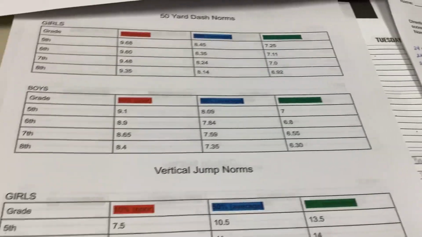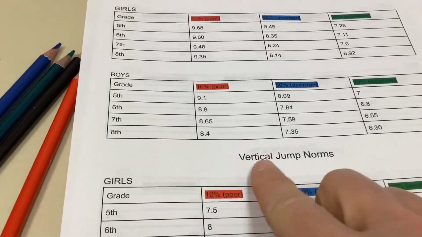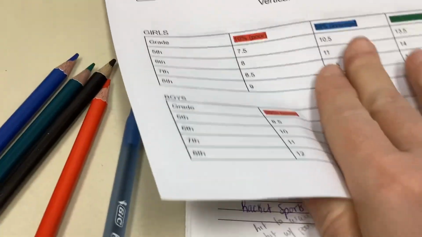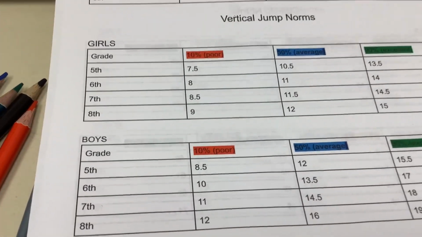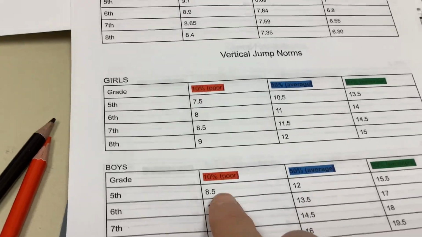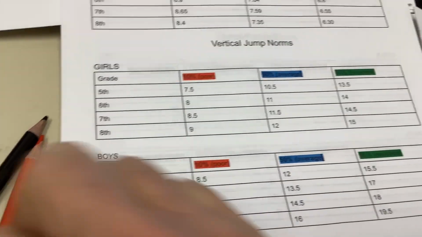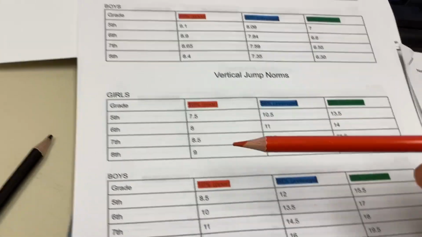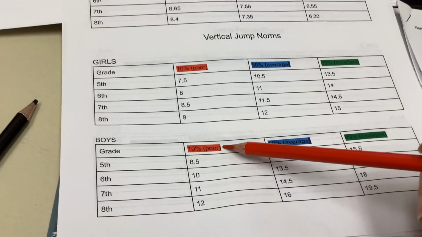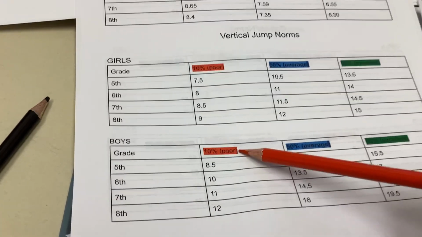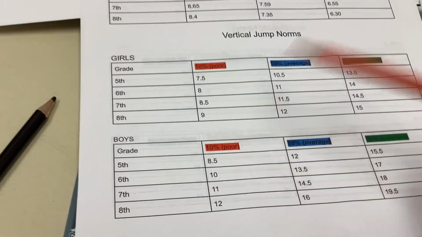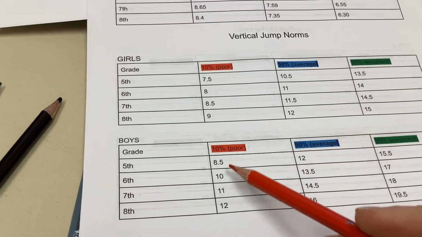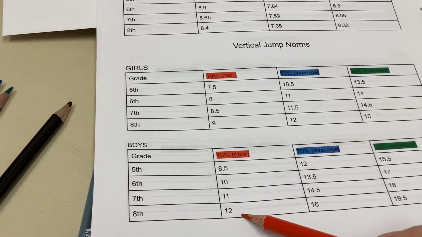So once we have them labeled, now we need to graph our norms. Okay, so we need to find our vertical jump test, because that's the graph that we're working on right now. So vertical jump test, let's say that we are in 8th grade, okay? So we're gonna start by graphing the 10%, which is the poor. So we need our red marker, crayon, pencil, pen, doesn't matter, but you need something in red. So we're gonna graph all of these scores, okay?